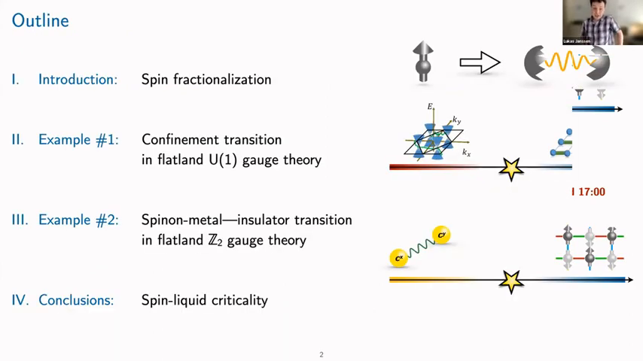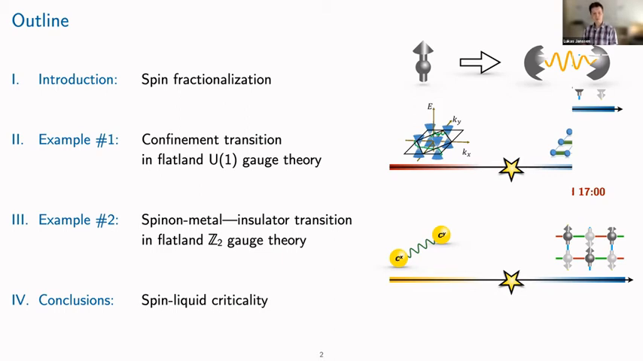So this session is called Condensed Matter Applications, and therefore I couldn't really resist explaining at least a little bit of where the physics that I will be describing could, at least in principle, be realized in actual materials. So I will start by explaining how 2+1 dimensional gauge fields can emerge in spin models. And I will describe a mechanism that we call spin fractionalization. And then I will discuss two particular specific examples.